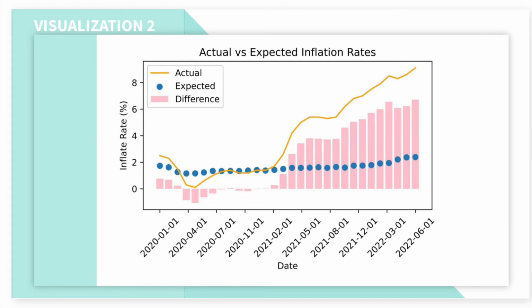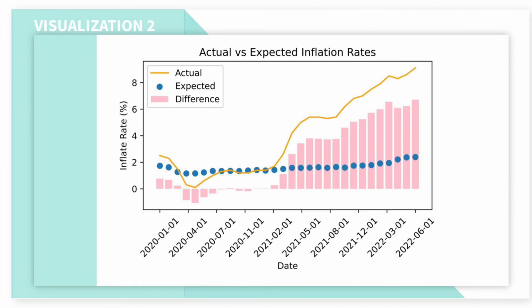For the analysis, at the beginning of the pandemic, the actual inflation rate was mostly lower than expected. This is shown by the negative pink bars and the blue dots below the orange line. However, as the pandemic developed, the inflation has been getting worse and worse before reaching the highest of 9.1% in June 2022.